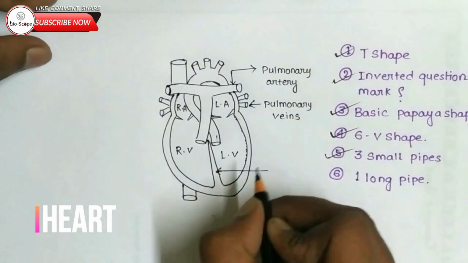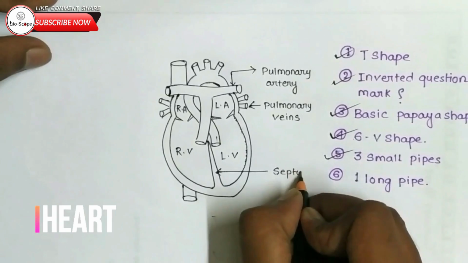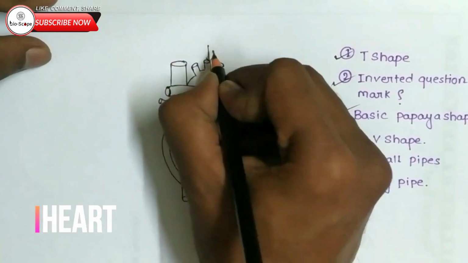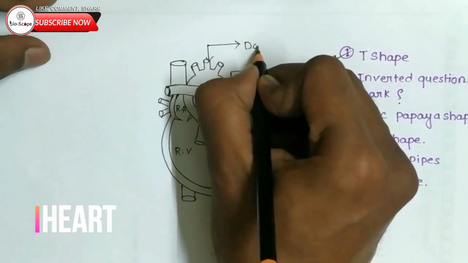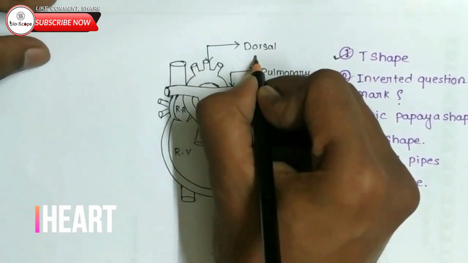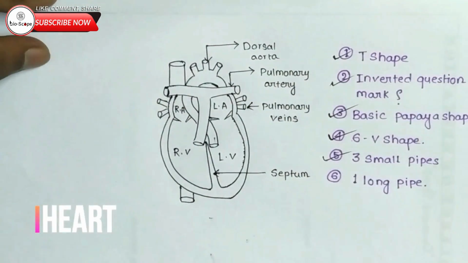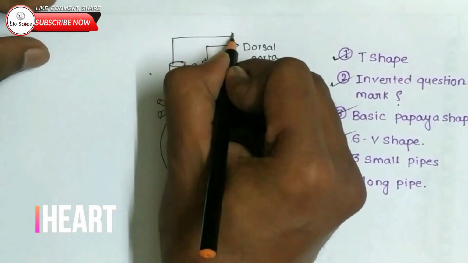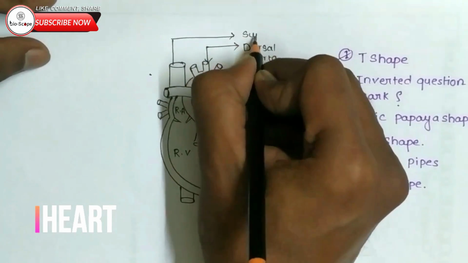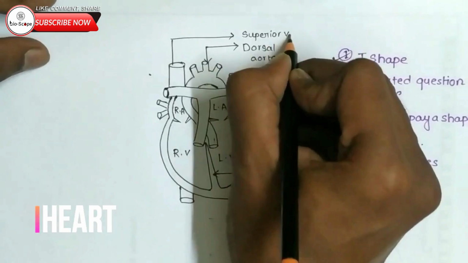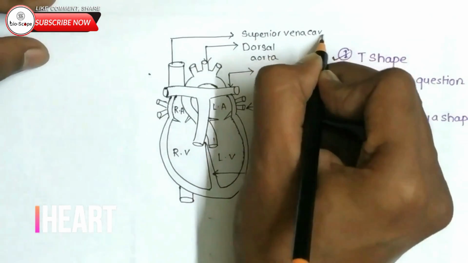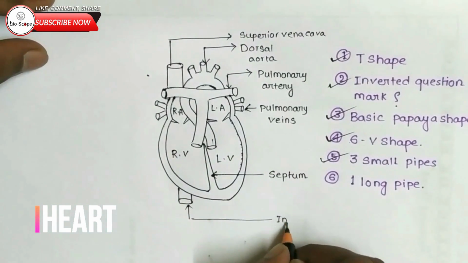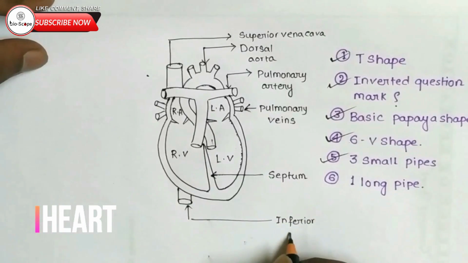This is the septum which separates the 2 chambers of ventricles. These small pipes are dorsal aorta. And the long pipe is your superior vena cava, and the end one is inferior vena cava.